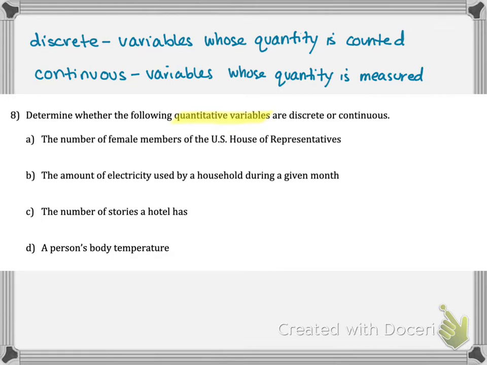So as we go through, if we're asking, is it discrete or is it continuous, then what we're really asking is, is it countable or measurable? So do we count up the total in terms of a whole number, or do we measure it with some kind of device? So as I look at these examples, I'm going to think about that.